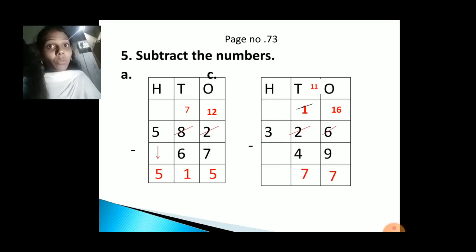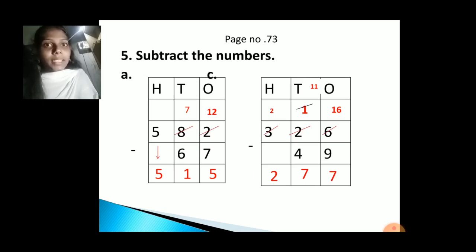Right? Now we borrowed from the 100 place also. So we will cut the 100 place number 3, meaning 3 minus 1 equals to how many? 2. So we will write 2 instead of 3. See here what we will jump down, number 3 or number 2? Number 2. Why? Because we already cut number 3. So 2 will jump down.